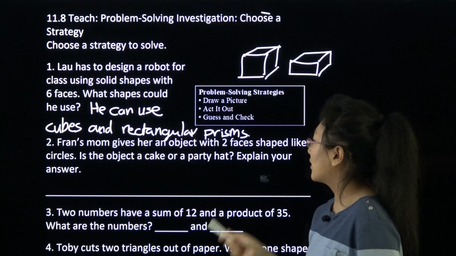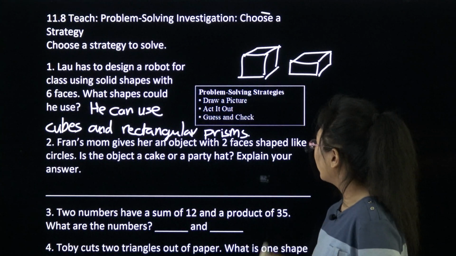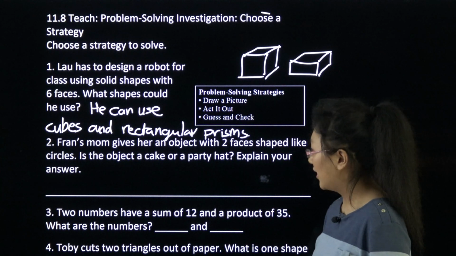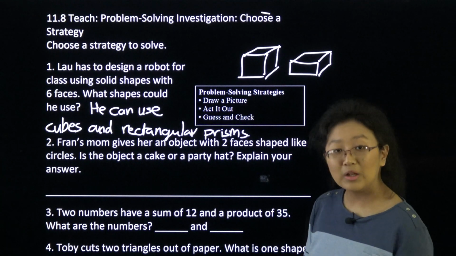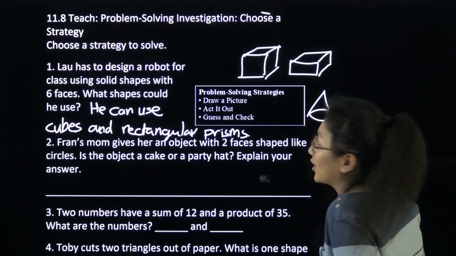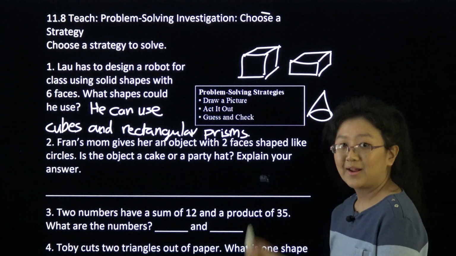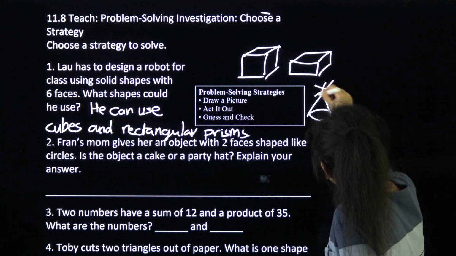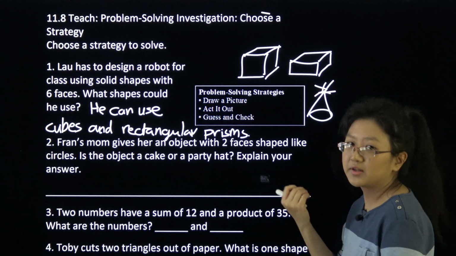Fran's mom gives her an object with 2 faces shaped like circles. Is the object a cake or a party hat? Explain your answer. What does a party hat look like? It looks like an upside down ice cream cone. What does an upside down ice cream cone look like? Oh wait, hang on. Let me make it look nicer. Well, it looks like a cone.